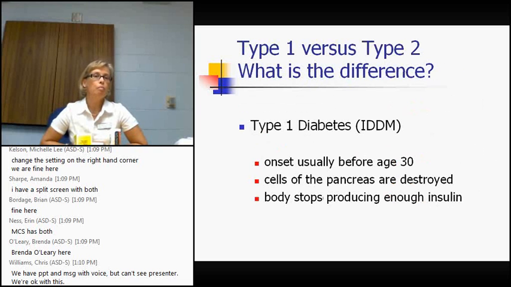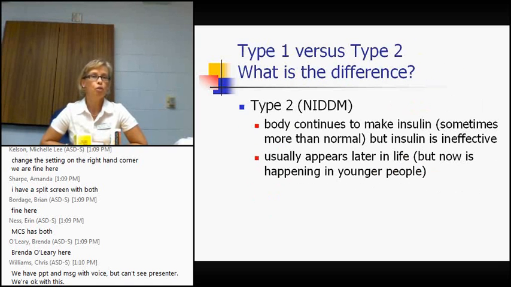So type 1 diabetes is usually before the age of 30, and it's when the cells of the pancreas are destroyed and the body stops producing insulin. With type 2 diabetes, the body continues to make insulin, sometimes more than normal, but the insulin is ineffective, and it usually appears later in life. You are seeing it happen with childhood obesity in some populations, especially the native population here in Canada and Manitoba, but we are not seeing it in our area in New Brunswick.